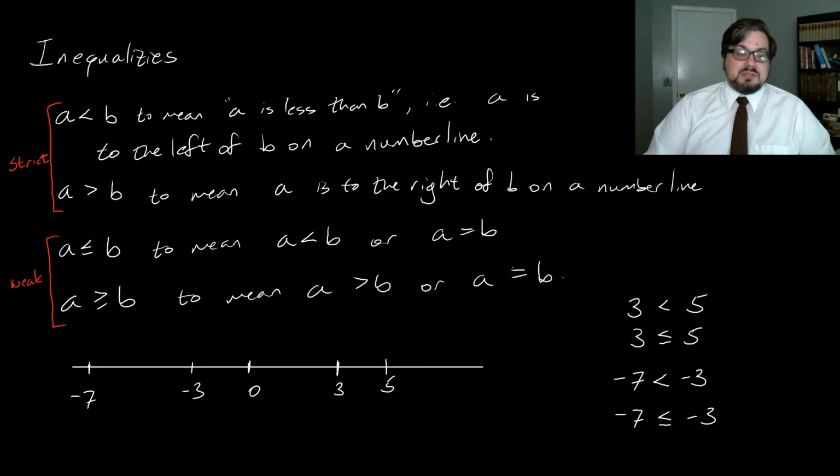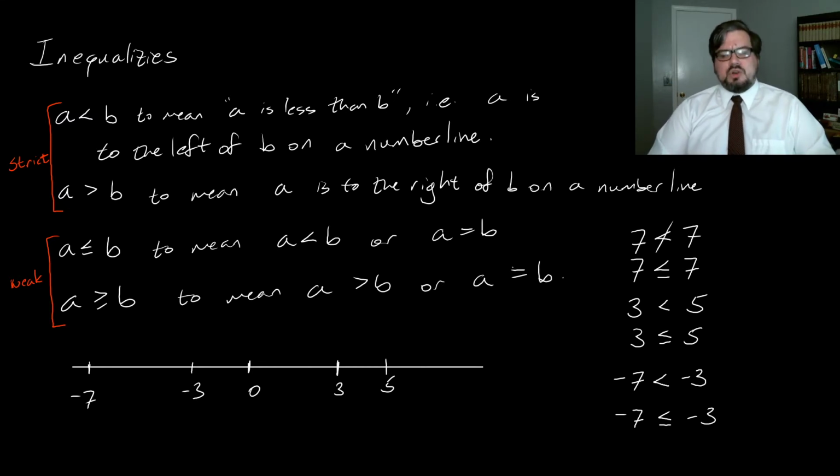A might be less than B or A might be equal to B. So for instance, we have that 7 is less than or equal to 7. But of course, 7 is not less than 7. So we have that the weak inequalities hold sometimes when the strict inequalities don't.